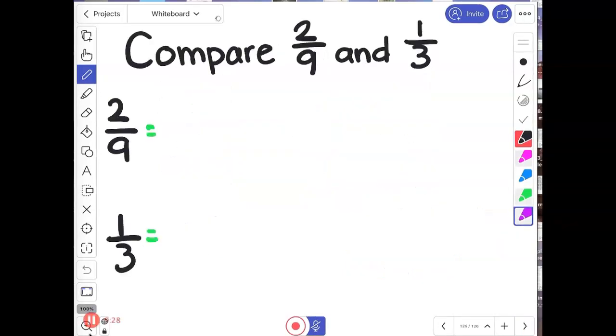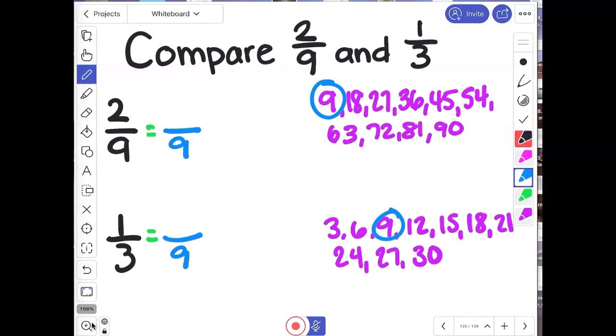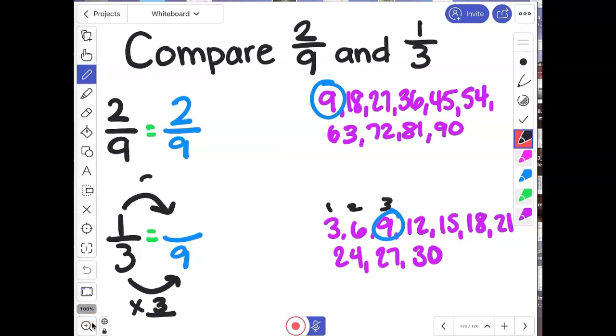Let's do another one. 2/9, 1/3. Step 1 is list the multiples, find the LCM. Pause and do it now. So I figured it out, and I hope you did too. The LCM here is 9. So I don't really have to do anything with this top fraction. I can just leave it as 9ths. I've got to get my third to be 9ths. So I got to figure out the multiplier. 3 times what equals 9? If I don't know, I can count. 1, 2, 3. So multiply the top by 3 because they have to multiply by the same thing.